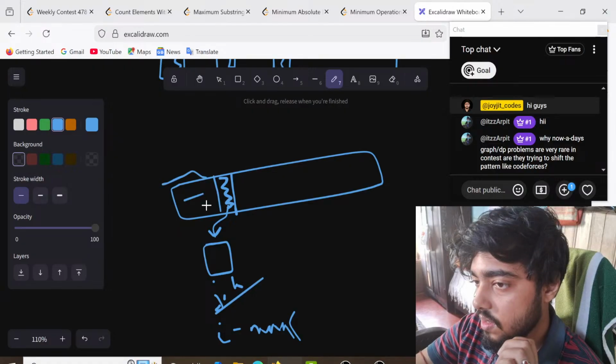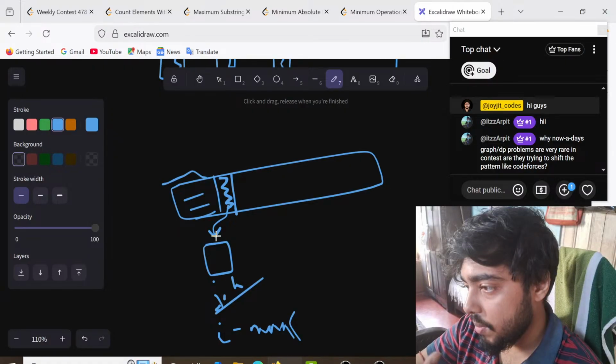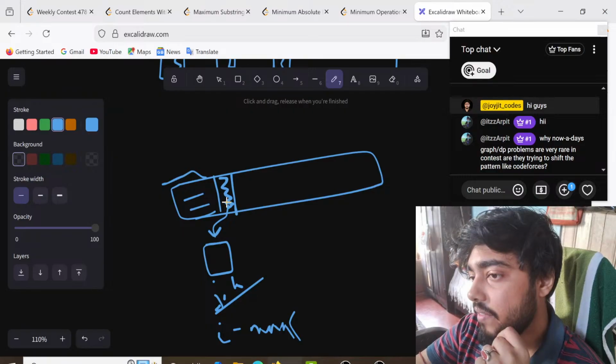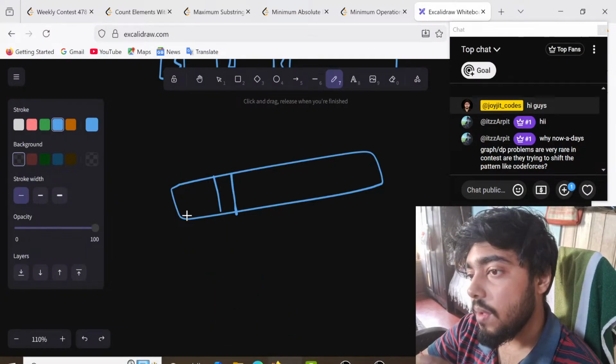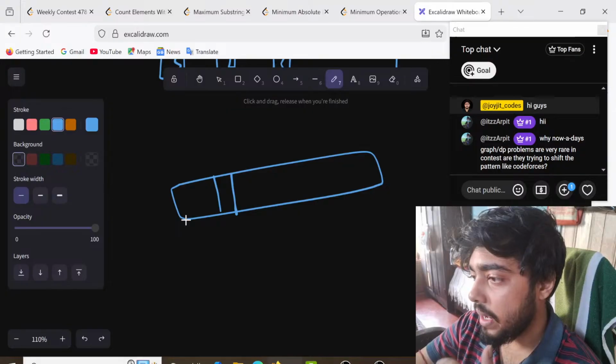Clear? But now one more approach that you can do is, instead of reversing the number and checking if it is present or not, you can directly check if that number is present earlier or not. How? Because whenever you're operating on it, you can make the reverse of it.